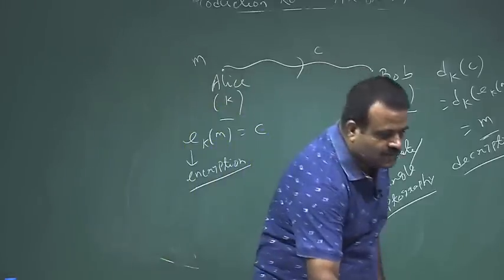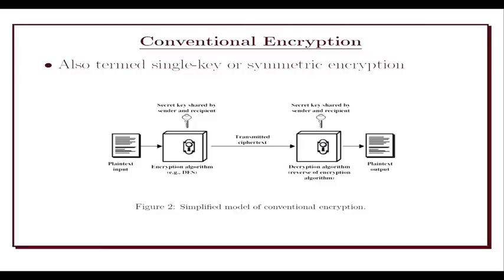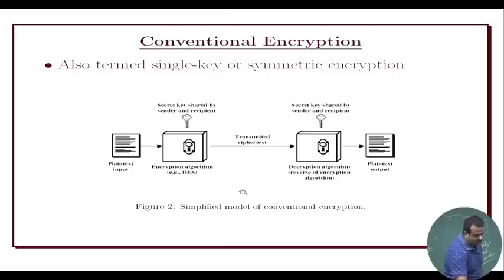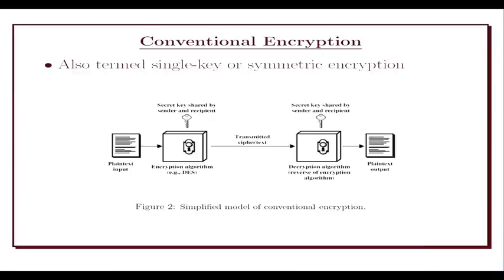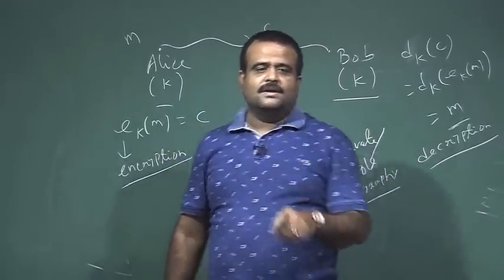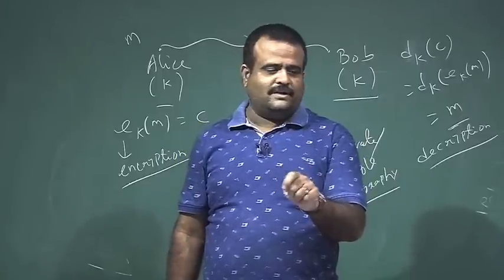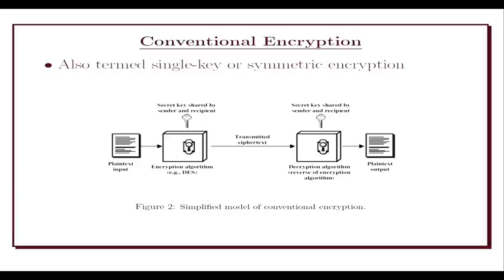So this is the conventional encryption algorithm, basically symmetric key. We have an encryption algorithm which uses a secret key shared between Alice and Bob. The plain text is one input and the key is the other input, and it generates the ciphertext. Alice is the sender. On the receiver side, Bob receives the ciphertext, has the common key K, and using that key decrypts the ciphertext to get the plain text. So this is the simplified model.